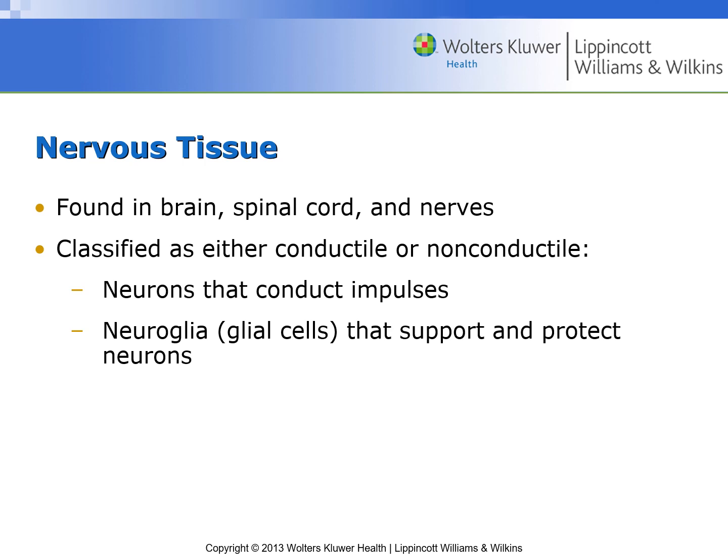Let's now discuss nervous tissue. Nervous tissue is found in the brain, the spinal cord, and the nerves. They are classified as either conductile or non-conductile, in that neurons that conduct impulses are conductile. And then we have the neuroglia, which are the glial cells that support and protect the neurons.